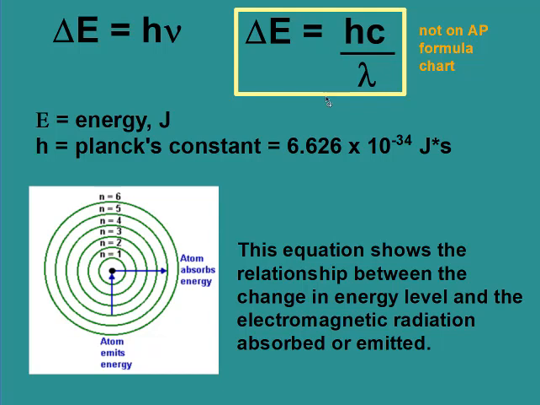So what these equations represent is it's showing the relationship between the change in energy level and the electromagnetic radiation that would need to be absorbed or emitted to go up or down in energy. So if a molecule or an electron was going from the first energy level to the fifth energy level, it would need to absorb energy because it's getting farther from the nucleus. While if it went from the fifth energy level to the second energy level, it's going towards the nucleus, and so it's going to emit energy.